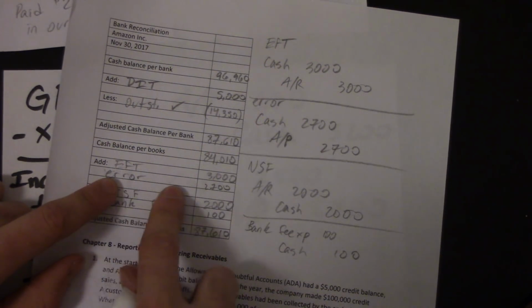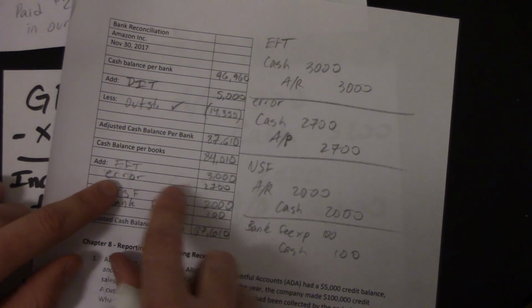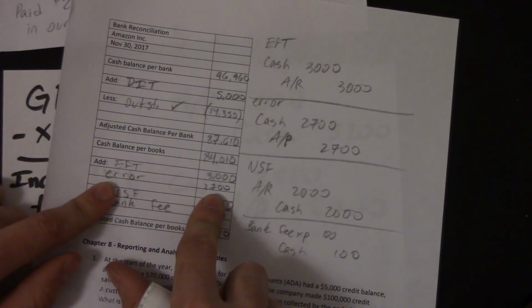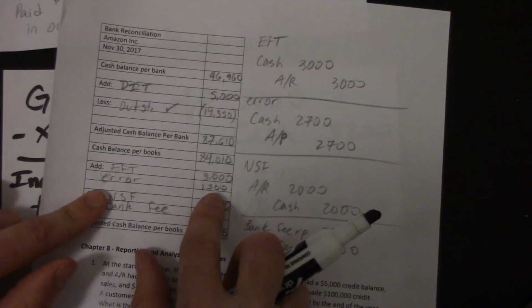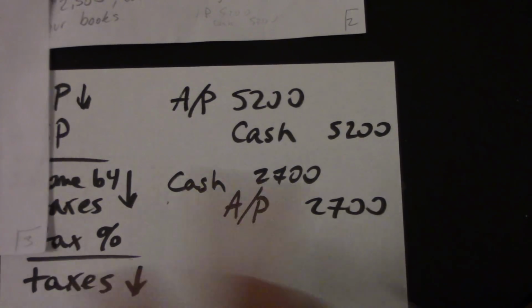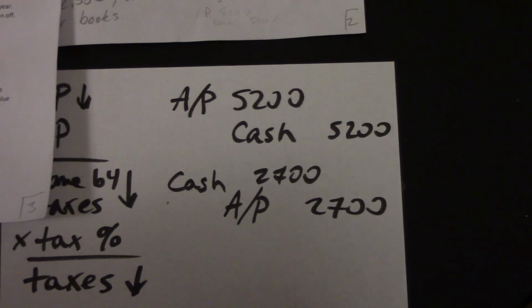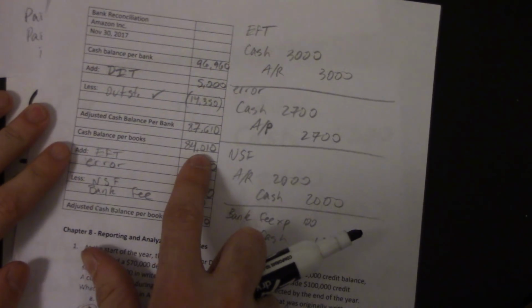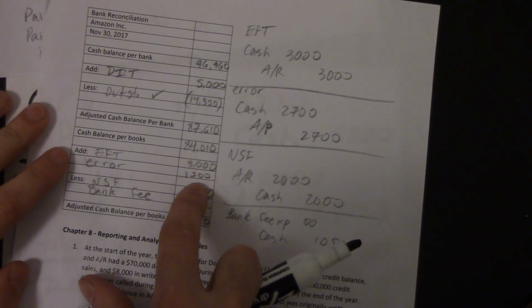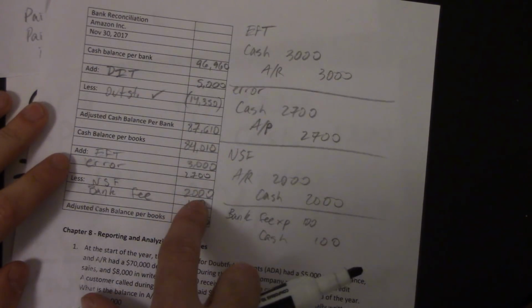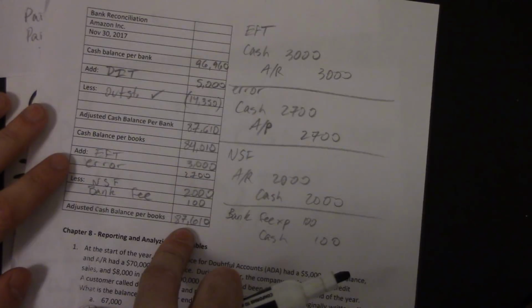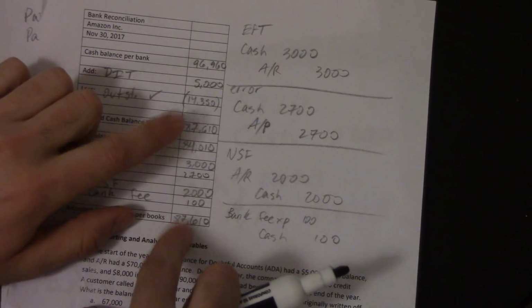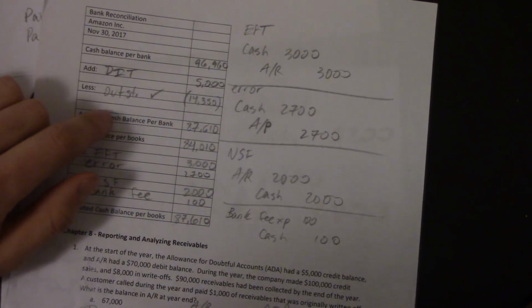So here's our error that the accountant made. We're going to increase cash by $2,700 because he recorded too much leaving. So start with 84,010, add the 3,000, add the 2,700, subtract 2,000, subtract 100, and you'll get 87,610. The same numbers, which is good.